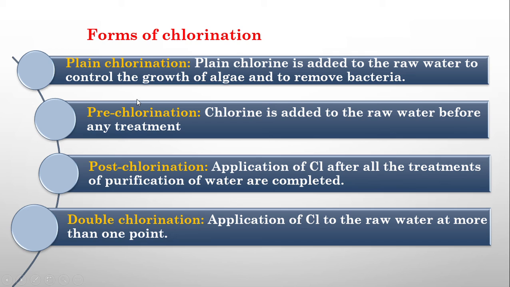Pre-chlorination means before doing any treatment to water, that is screening, before sedimentation, before coagulation, we are applying chlorine. Then it is known as pre-chlorination. Post-chlorination means we are applying chlorine after all the other treatments. We are disinfecting the water after all the other treatments have been done. Double chlorination means we are applying chlorine two times, while starting the treatment as well as while ending the treatment. So at two points we are applying the chlorine. Then it is known as double chlorination.